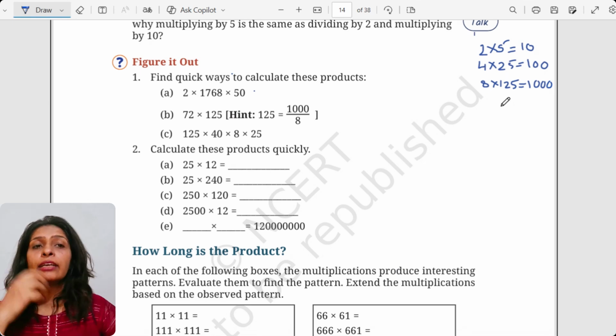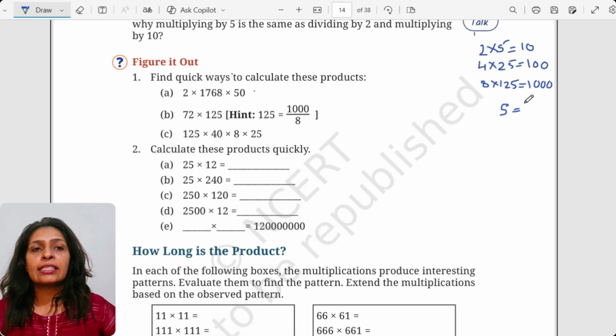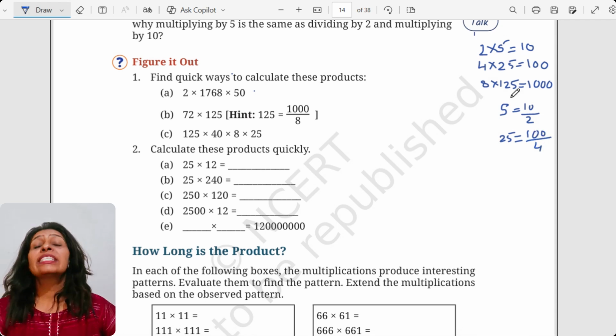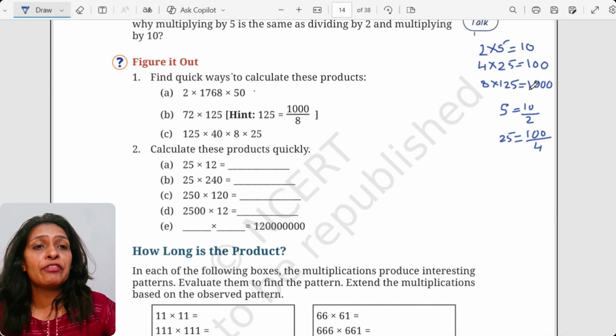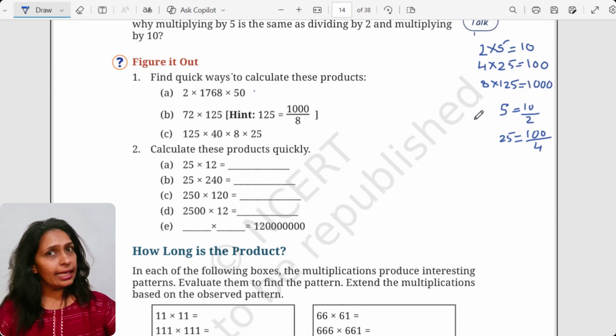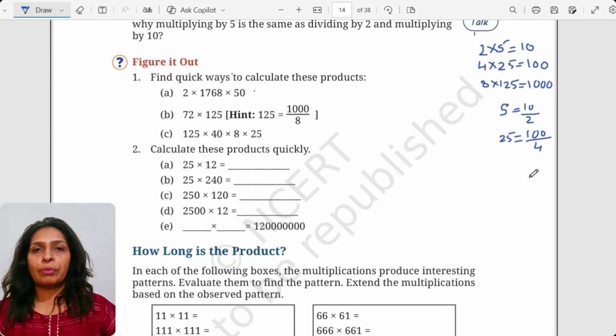What we have to see here is this. If there is a 5, 5 can be written as 10 over 2. Or in case I want to write 25, 25 can be written as 100 over 4. Similarly, 125 can be written as 1000 over 8. Okay, so this one we have to remember.